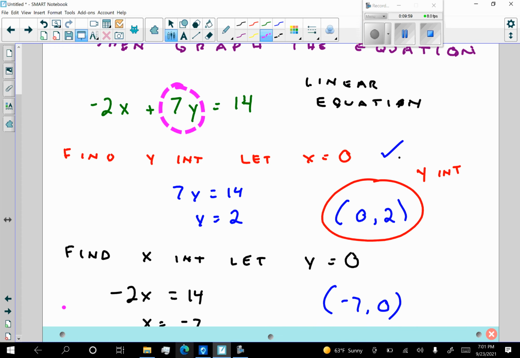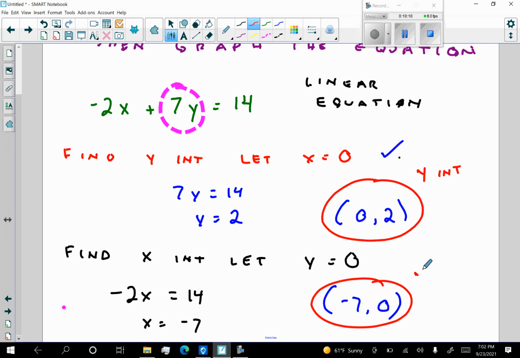Negative 2x is equal to 14. That tells me that x is equal to negative 7. And then that tells me, since the y-coordinate is 0, that this is the x-intercept. So I'm going to plot those 2 points, and I'm going to realize that I am looking at the standard form of a linear equation that's going to be a line. So when I plot these 2 points, all I need to do is connect those 2 points with a line. So let's do that.